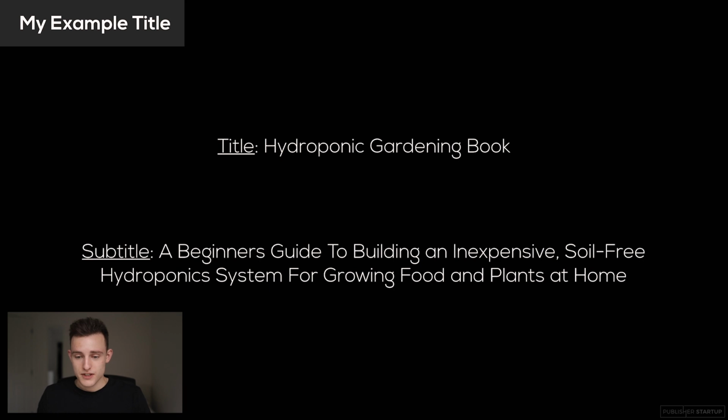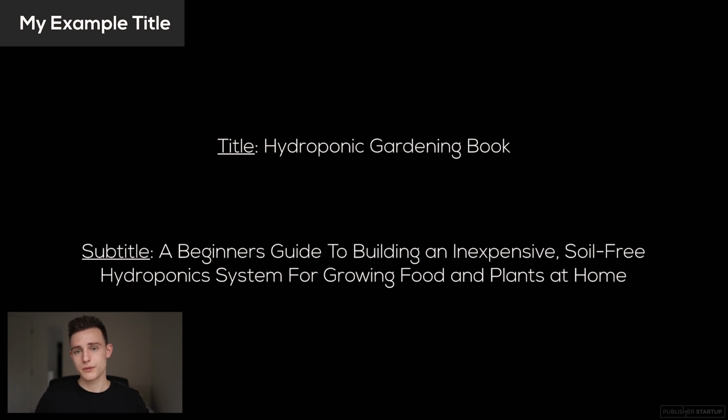Here's my example. So I use the hydroponic gardening niche, as I usually do for all of my examples. Title is Hydroponic Gardening Book, okay? So I didn't just do hydroponic and gardening. I did hydroponic gardening book. It's kind of a tail end. I mean, book is very general, but if you search up hydroponic, one of the auto suggestions I think is book, so that's why I put it there. And the subtitle is A Beginner's Guide to Building an Inexpensive, Soil-Free Hydroponic System for Growing Food and Plants at Home, okay?